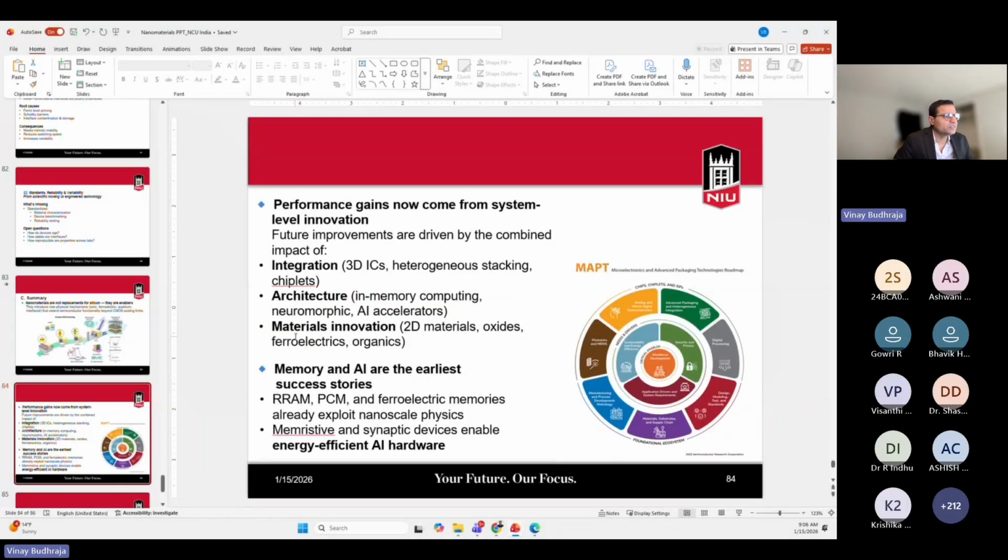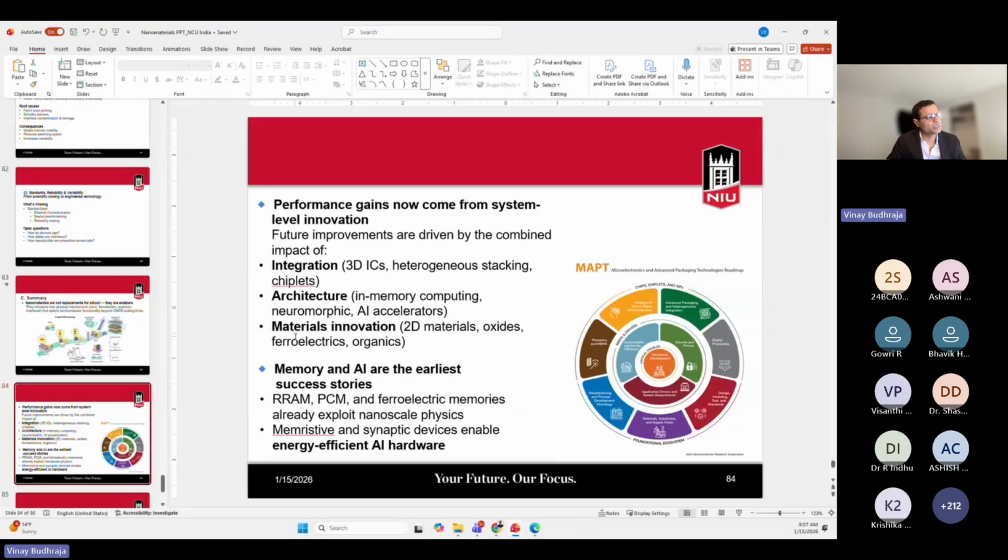Next, performance gains now come from system level innovation. The future improvements are driven by the combined impact of integration, and 3D ICs are one good example, where they use heterogeneous stacking of chiplets. In the earlier slides as well, we have seen the ITRS roadmap for 2030 and beyond. All CMOS technologies will be completely replaced by 3D, and in 3D heterogeneous stacking, you have to introduce the nanomaterials.